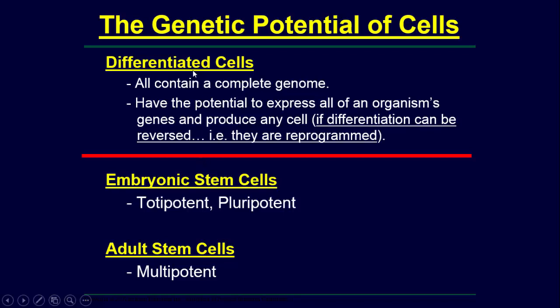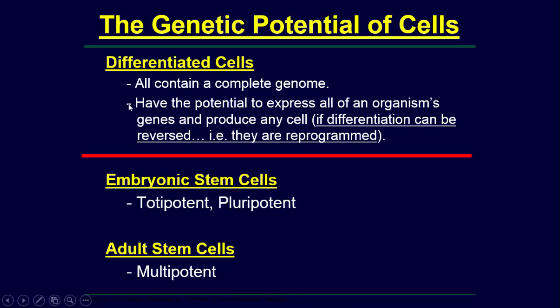So differentiated cells are cells that all contain a complete genome, but they already have their purpose, right? So they're a skin cell, or they're a liver cell, or they're a heart cell. They've already been differentiated. In other words, they already have a specialized role. They don't have much genetic potential. Now, I have this little caveat here.